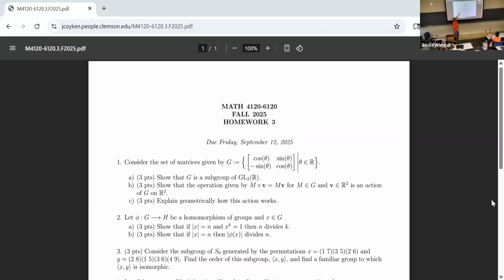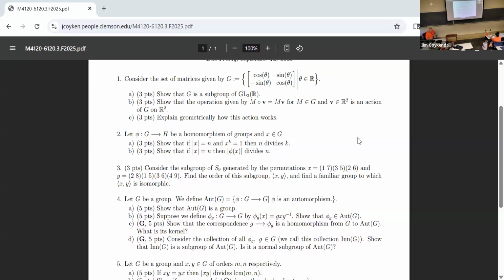Show that the operation given by M operating on B is MB is an action of G on R squared. I'm going to define what an action is actually today, and explain geometrically how this action works. It actually does something that's quantifiable to these vectors in two space.